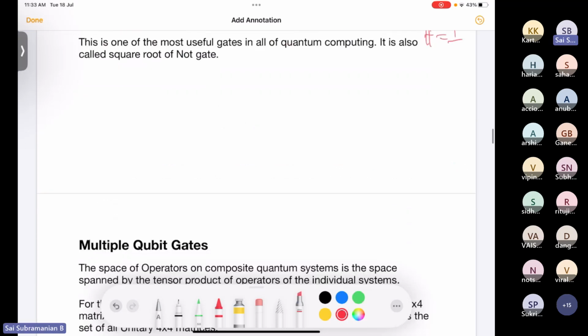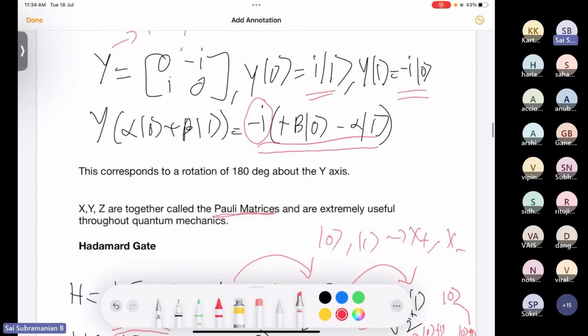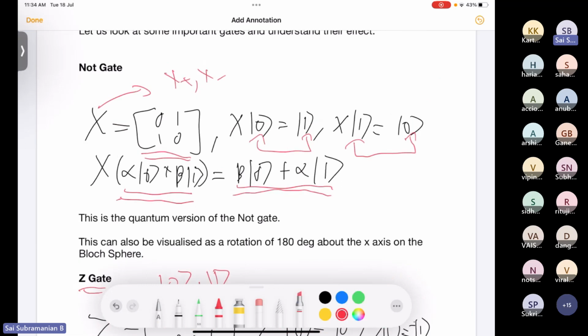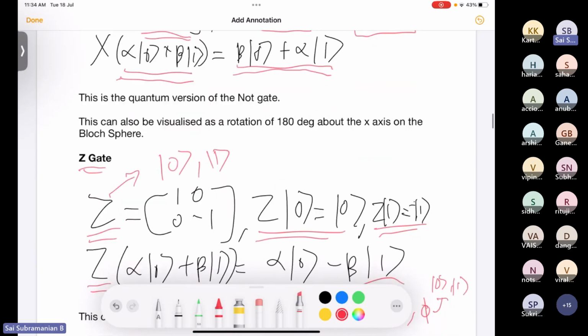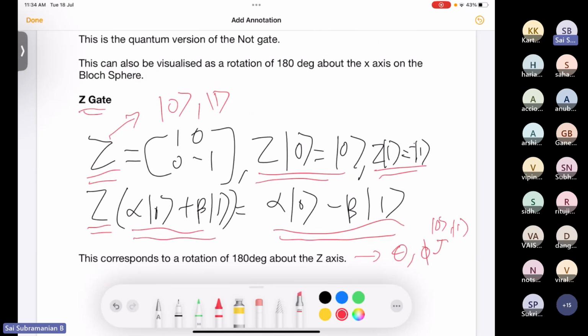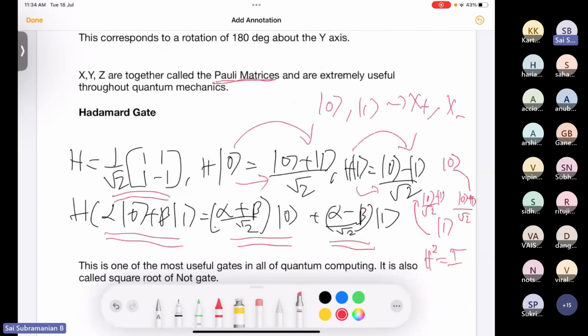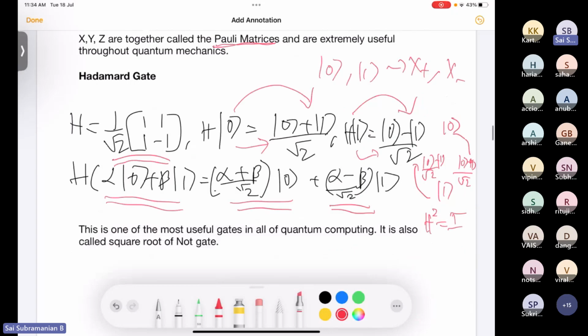So just to summarize single qubit gates, what we need to remember for the rest of the session: X gate, NOT gate, 0 to 1, 1 to 0. Z gate, 0 to 0, 1 to minus 1. Y gate we will not use again. Hadamard gate, 0 to 0 plus 1 by root 2 and 1 to 0 minus 1 by root 2. That's all we need. Okay.